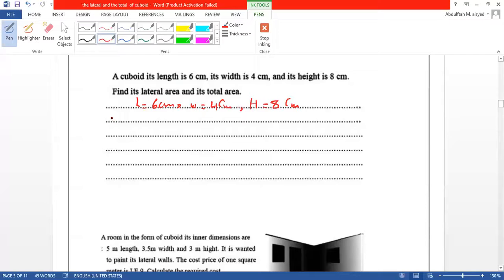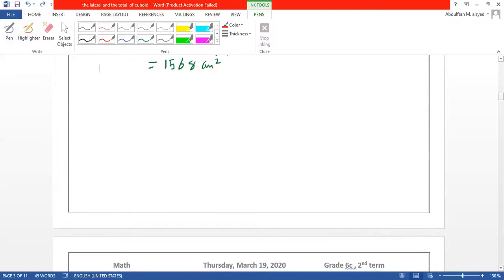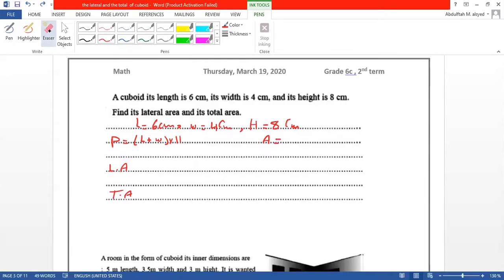So first you have the perimeter, to find the perimeter of the base, the area of the base, the lateral area, then the total area. If you follow these steps, you will find the answer correctly. This is a very easy problem. So perimeter equals length plus width, times 2. Length 6 plus 4 is 10, 10 times 2 is 20 centimeters.